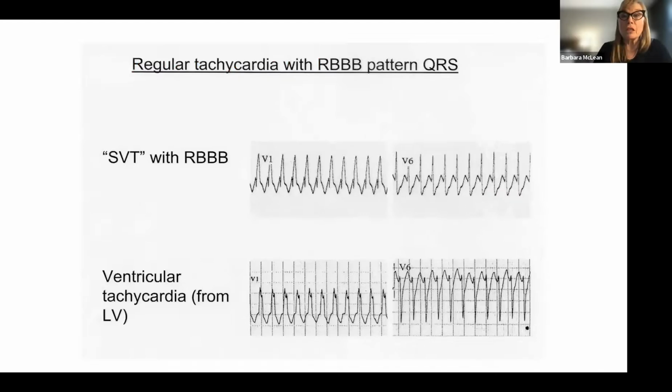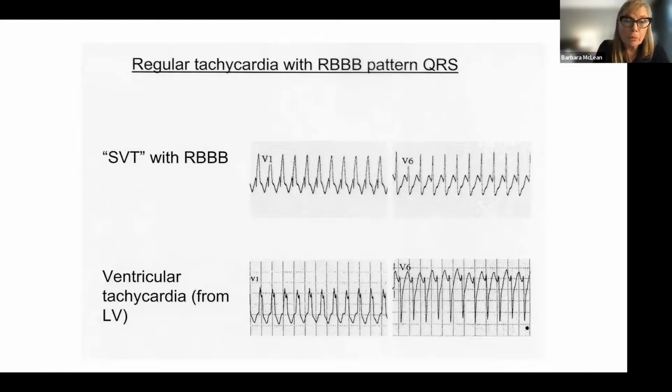Now we look at SVT with a right bundle branch block. So we've got an SVT with a right bundle branch block. We have a little R and then we have a second R. But over here in V6, what you're looking at is that broad, deep S wave. So when I look at that, I would immediately say, it doesn't matter how fast it is, this patient has right bundle branch block. 93% of patients who are assumed to have ventricular tachycardia actually have SVT with right bundle branch block.